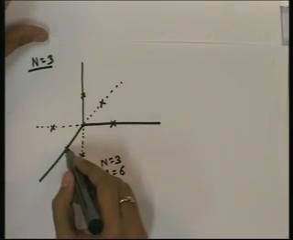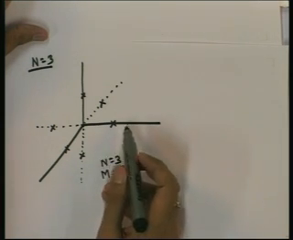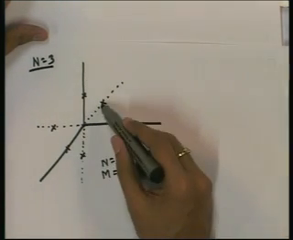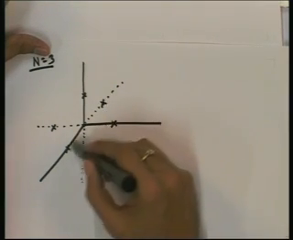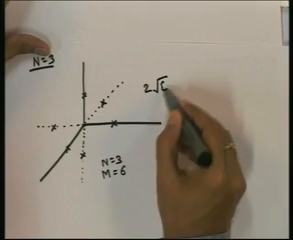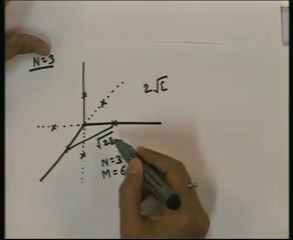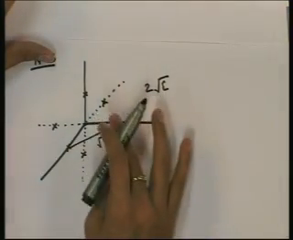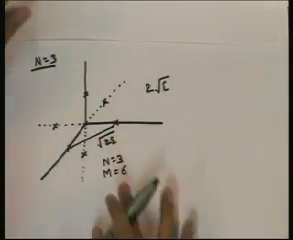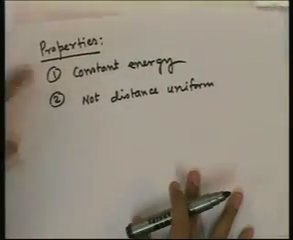For example, if you take this point, from here the distance to this point is root over 2E. We saw that in the case of orthogonal signaling. But the distance from here to here is just 2 times root E. So this distance is 2 times root E, whereas this distance is root over 2E. So the distances from this point to all these points are not the same. It is not distance uniform.